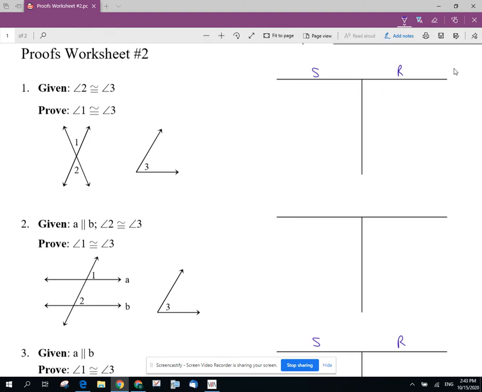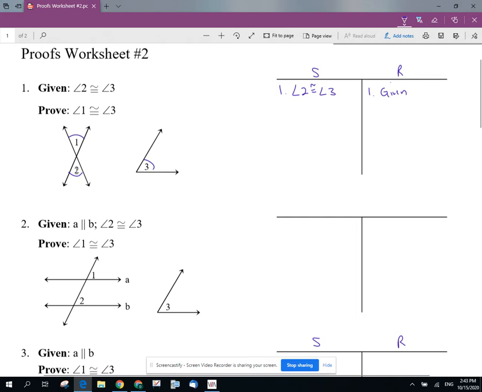And looking at number 1 here, always write the given first. So angle 2 is congruent to angle 3 is given. Mark that on the diagram. It'll help you so much if you mark things on the diagram. Angle 2 is congruent to angle 3. Okay? Now, what else do you notice?